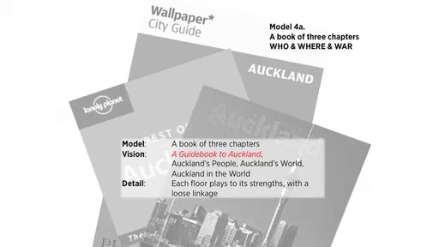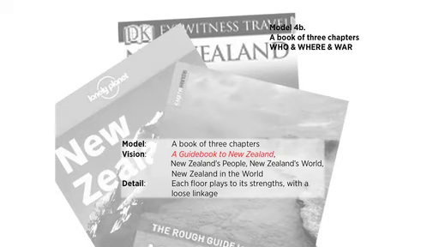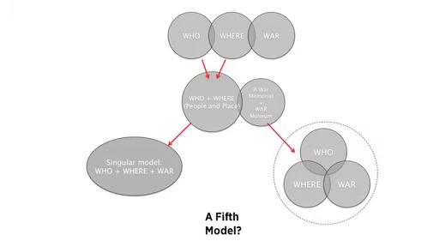So here is a little study of what that might be. So 4A is a guidebook to Auckland. Auckland's people, Auckland's world, Auckland in the world. Each floor playing to its strengths with a loose linkage. And 4B is a guidebook to New Zealand that says we're telling the story of New Zealand's people, New Zealand's war, New Zealand in the world, and each floor, again, playing to its own strengths. So those are the four models and the variants of them.